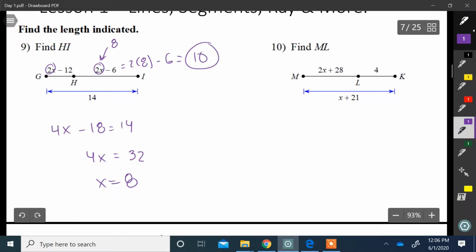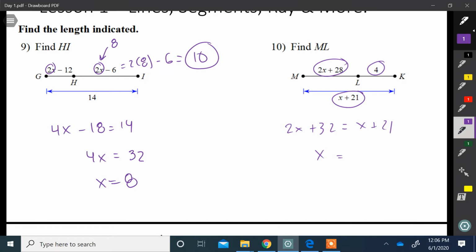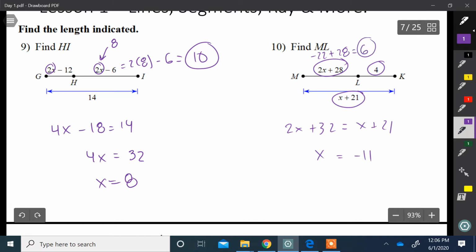Same idea with number 10. We know that this plus this is going to equal that right there. So we got 2x. I'm going to add the 28 plus the 4 so that I get 32. Bring the x over. I get an x there by itself. And when I subtract, I get negative 11. Okay, and I'm finding ML. So 2 times negative 11 is negative 22 plus 28 is going to be 6. So that is my final solution to find ML.